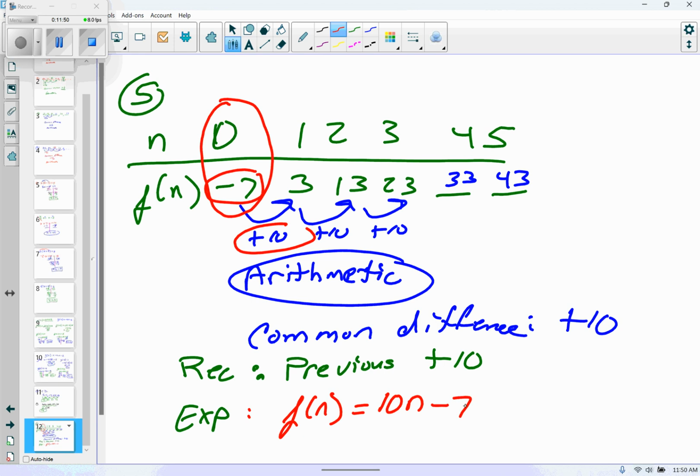This equation works all the way through. If I take 0, plug it in, I get -7. If I plug 1 in, 10 times 1 is 10, -7, 3. If I plug 2 in, I get 20 -7, which is 13, so on and so forth. Please note that 0 being there means something. If that's the case, everything plugs in very simply to our problem.